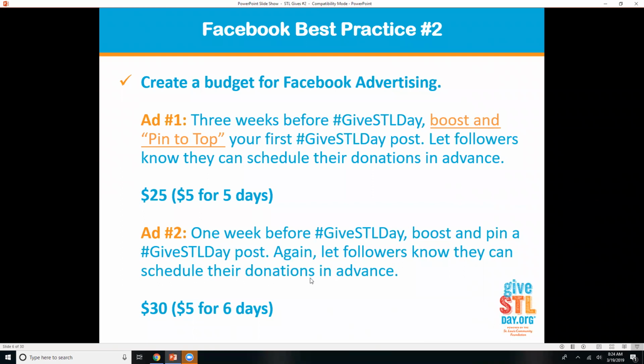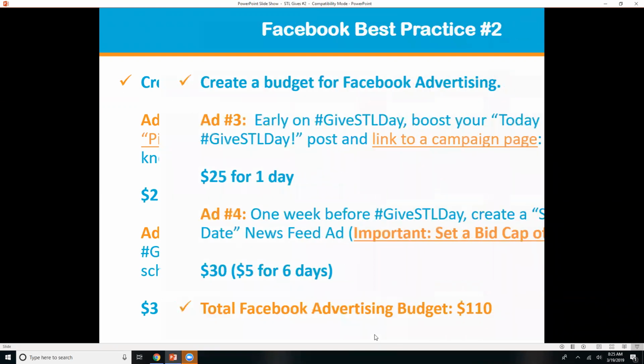So what I would suggest: add one three weeks before, boost it, pin it to the top, and let people know they can schedule their donations in advance. $25, or $5 a day for 5 days. Target your local area and target interests that people have related to your organization. Ad number 2, one week before. Here you're gearing up, it's coming, and you've been promoting it on social media and via email. Ad number 2 is a new one. Again, let people know they can schedule their donations now. They don't need to wait until May 1. Schedule now. $30, or $5 a day for the 6 days leading up to Giving Tuesday.